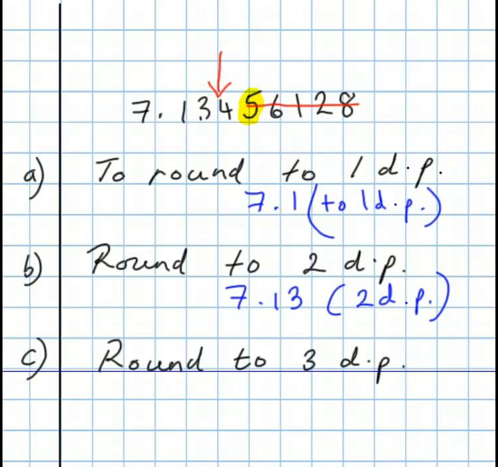That means that this last figure that we kept, where the arrow is, we're going to make 1 bigger. So to 3 decimal places, the answer is 7.135. Then in brackets, 3 decimal places.